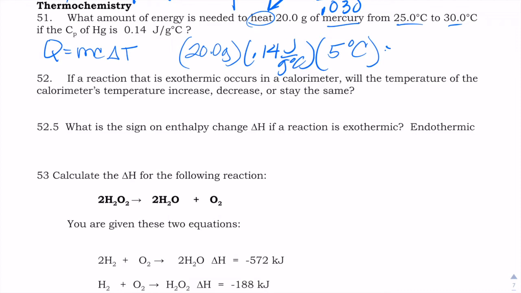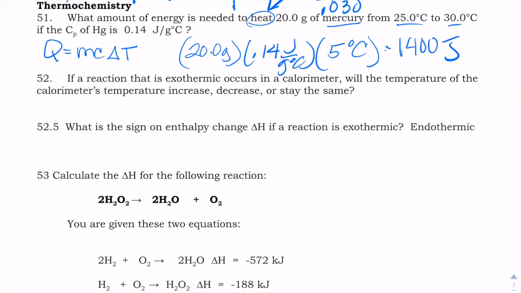and I will get, eventually, 1,400 joules. All right, question 52. If a reaction that is exothermic occurs in a calorimeter, will the calorimeter's temperature increase, decrease, or stay the same? All right, it's in a calorimeter.